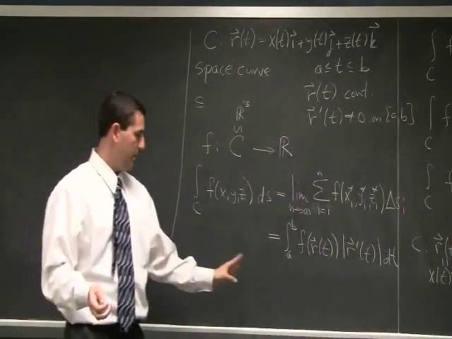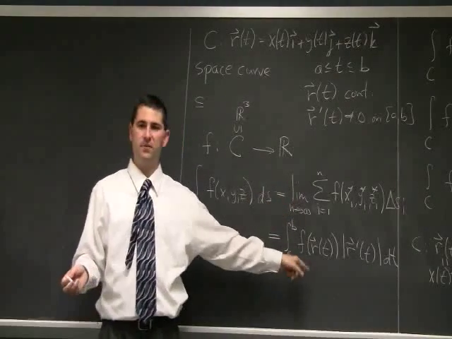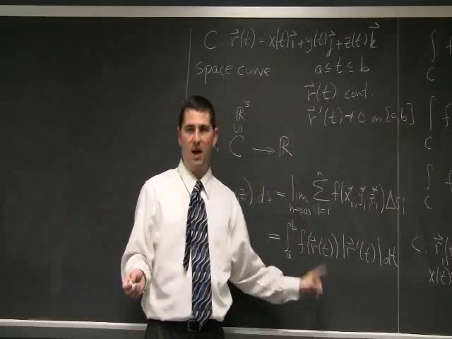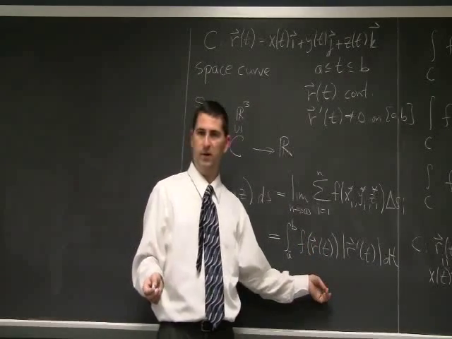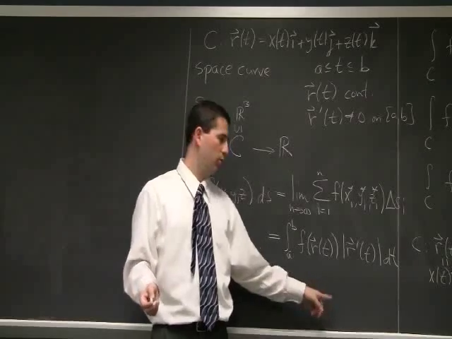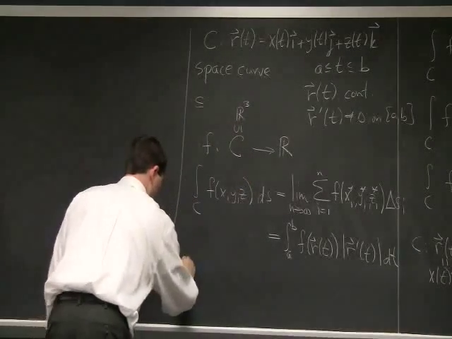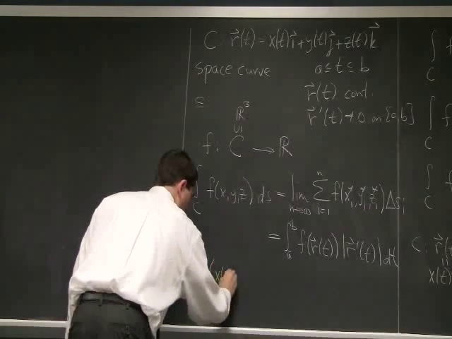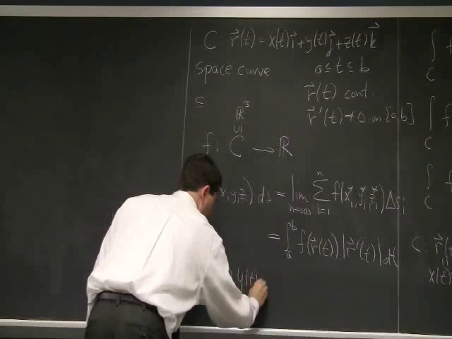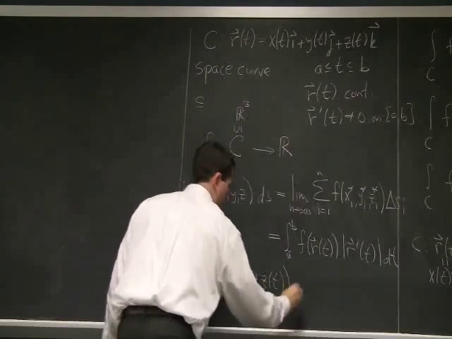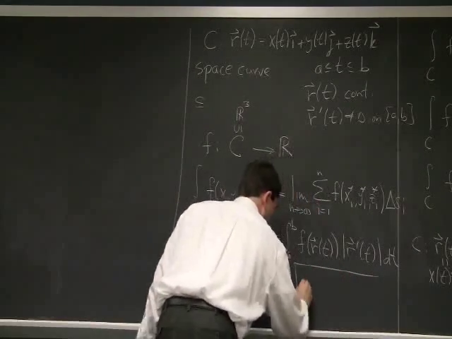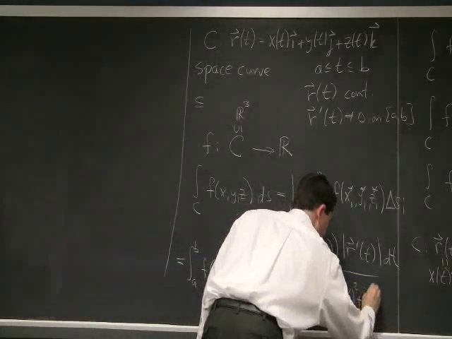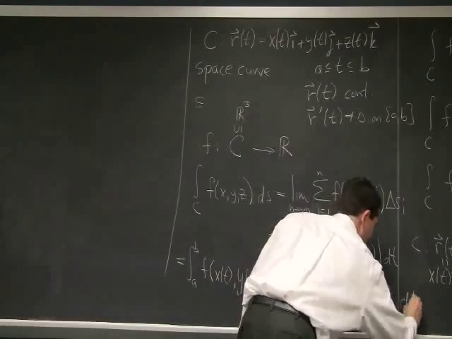So right off the bat, you can see one of the values of using the vector notation. The vector notation hides the fact that you have a function of three variables in here. Right? You could write this out in full if you wanted to. And this could be f of x of t, y of t, z of t times the square root of x prime of t squared plus y prime of t squared plus z prime of t squared dt.